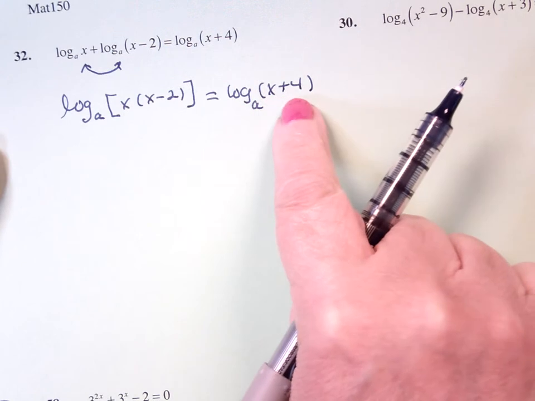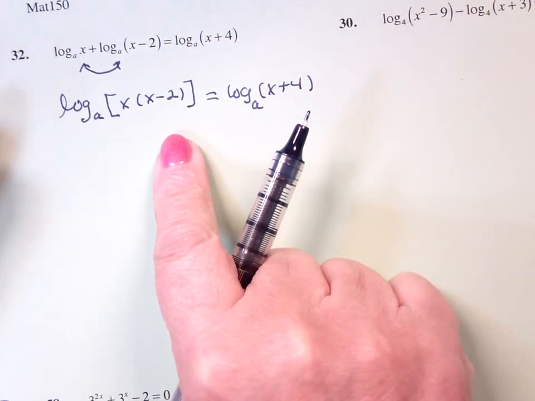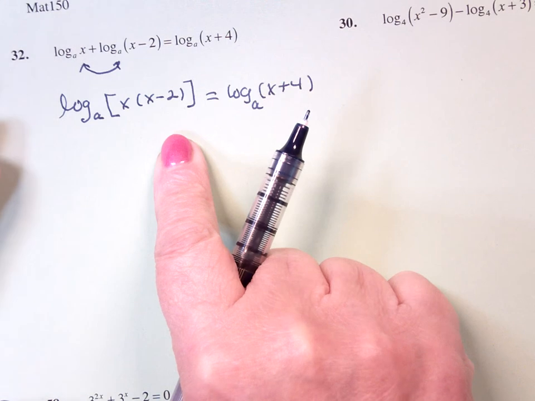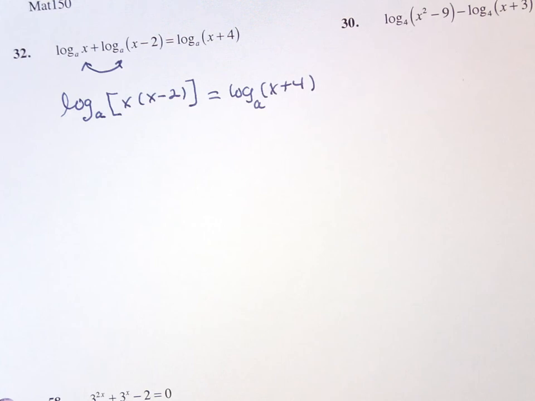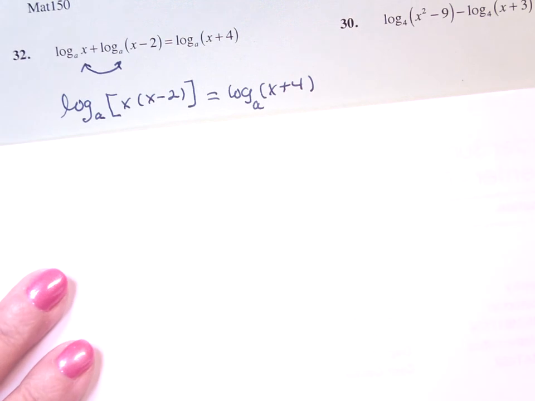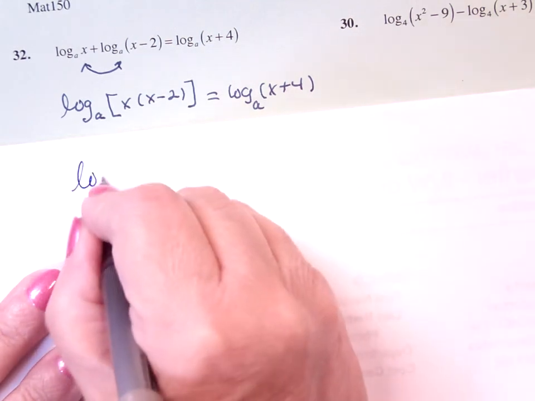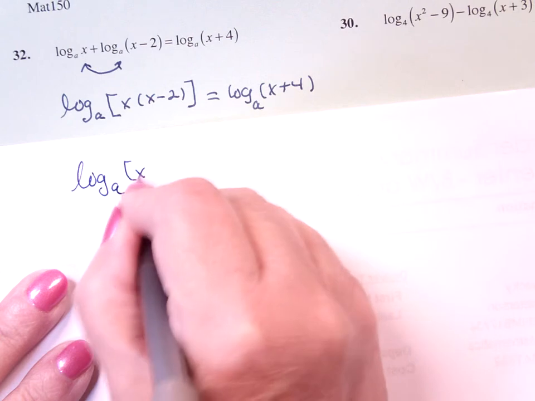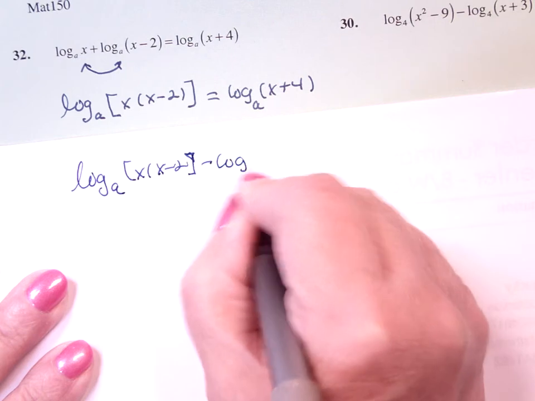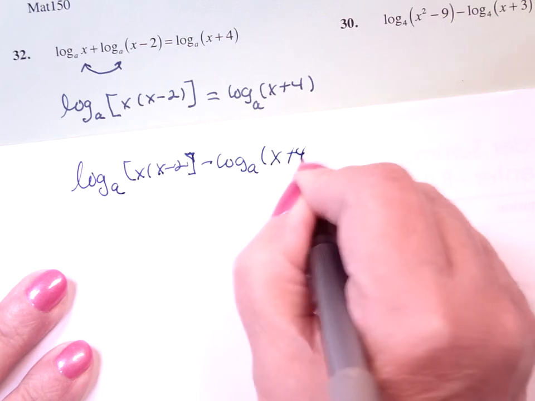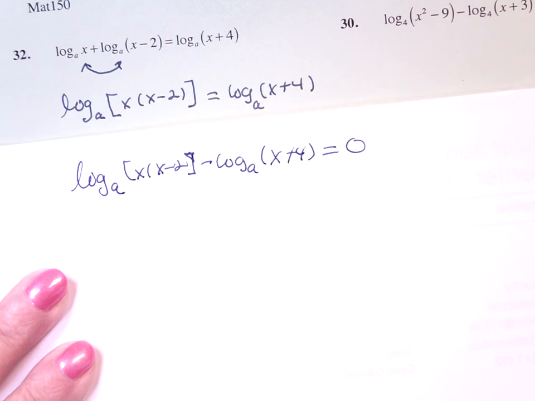Now some of you might want to bring the log base a over. You can do that, and then you'd have to rewrite it as an exponential equation. That's not how I'm going to do it, but so that you could bring this over, log base a of x times x minus 2 minus log base a of x plus 4, but you've got to keep in mind that's equal to 0. And many of you will do that.